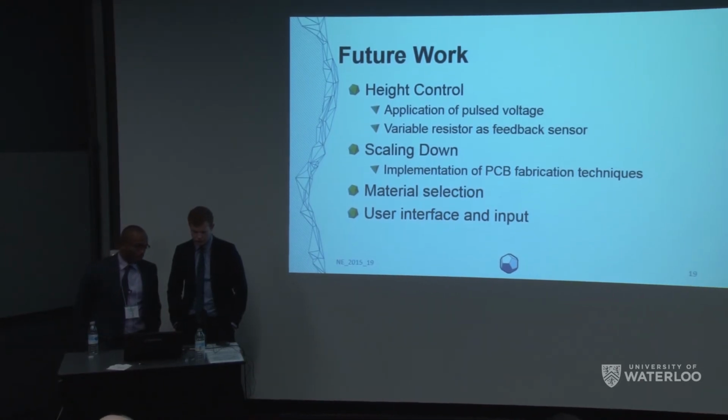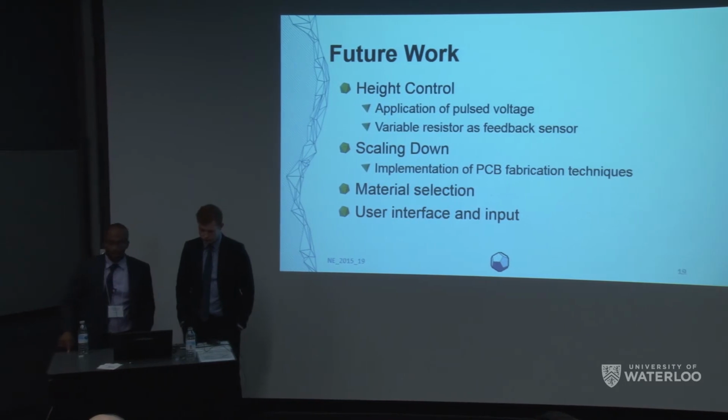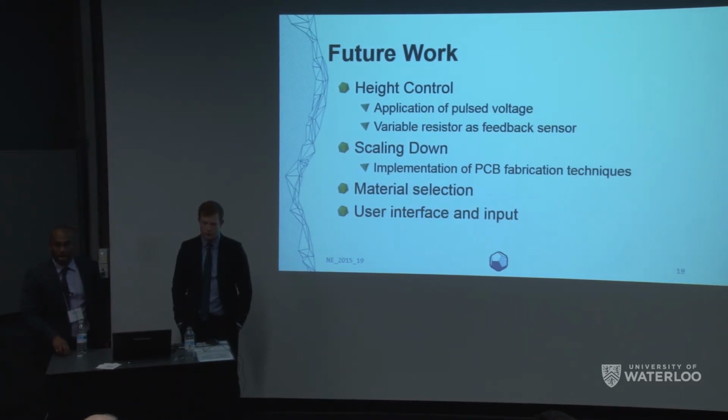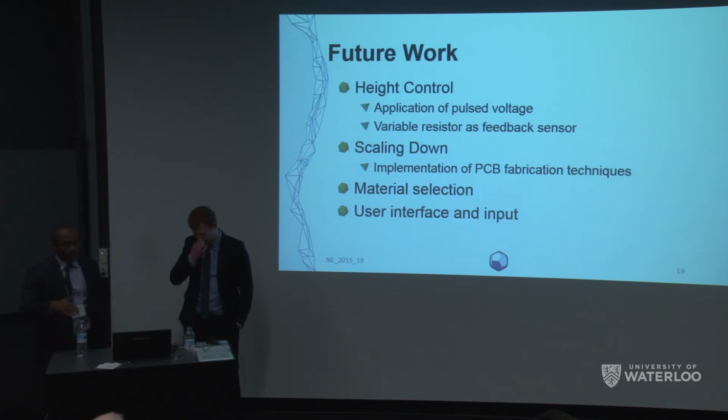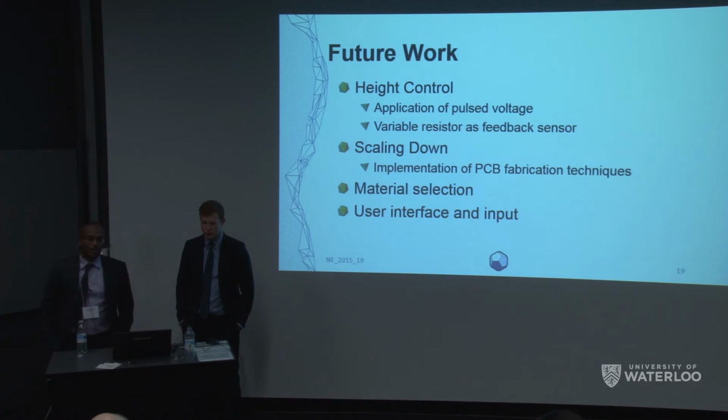And the second way we want to do this is add a variable resistor so that as the pin is moving up and down, the resistance changes, and we can calibrate that to see exactly where we are. And then we also want to scale down. The way we want to do that, as I talked about, is implement some PCB fabrication techniques. Also, as we're scaling down, there are a lot of issues that we're going to face, primarily heat dissipation and material selection. So that'll be very critical for us to investigate.